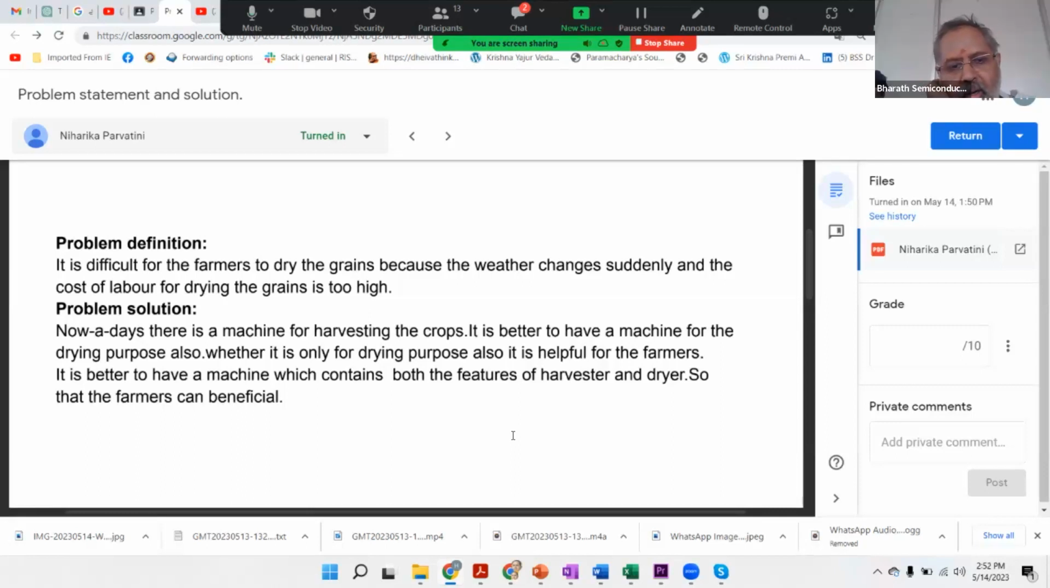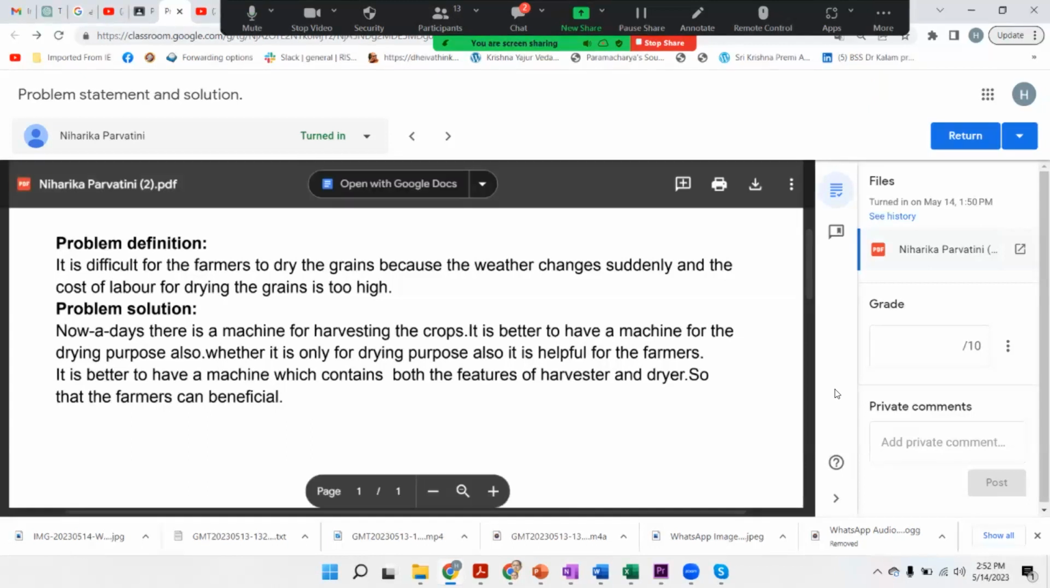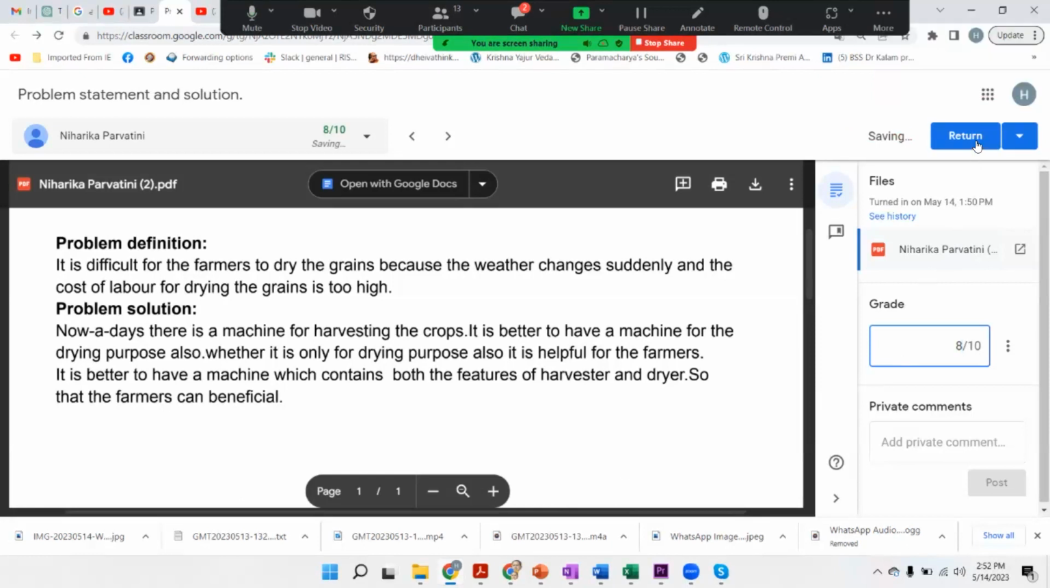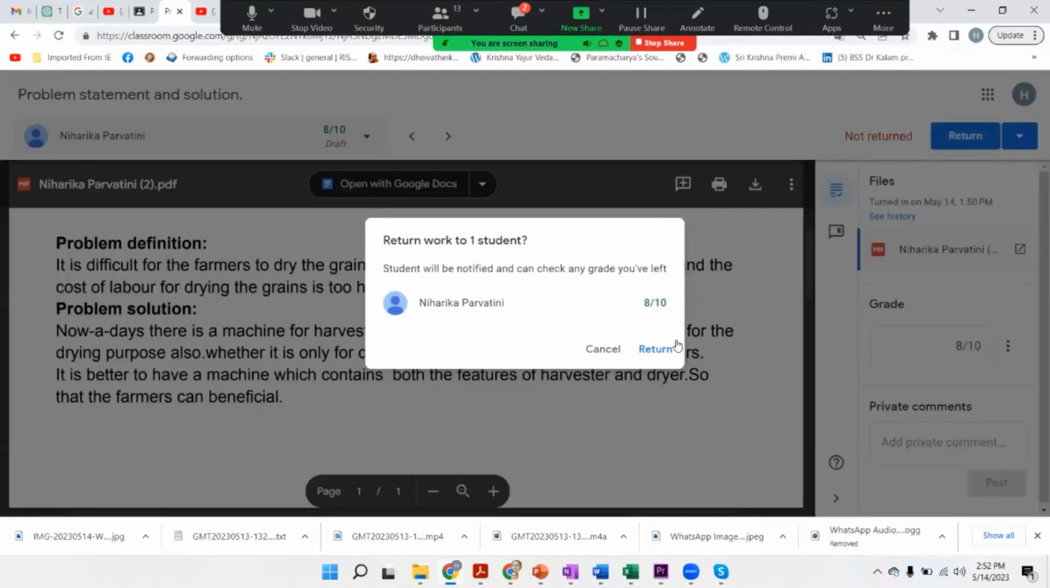Okay. Are there machines available for harvesting and for drying separately today? No, sir, there is no machine, sir. Okay, very good. How will you make that machine? Do you know how to design such a machine? I am researching about that, sir, and I am asking my father for a sketch. Very good. I'll give you 8 out of 10. Very good idea. Okay, sir, thank you, sir.